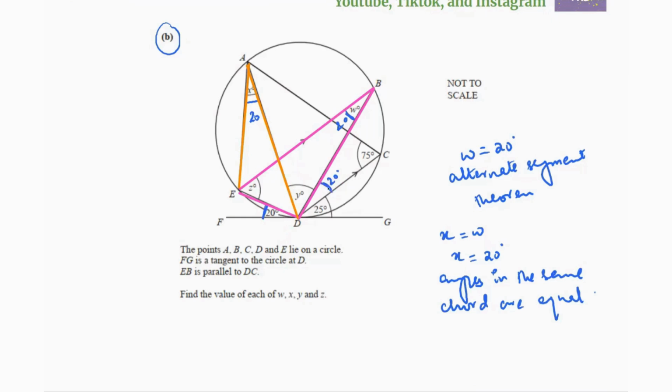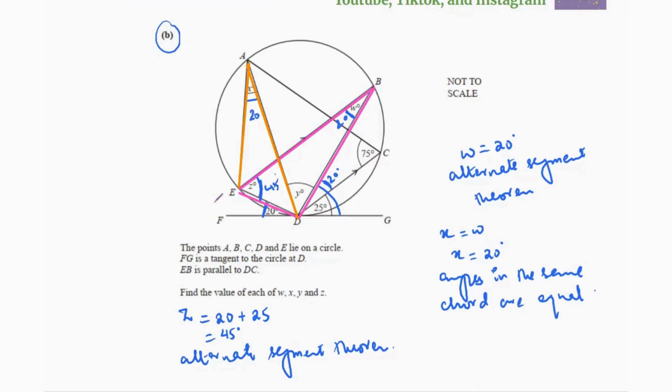And which means all of this added will be Z, because alternate segment theorem. That's 45 degrees. Alternate segment theorem. That's 45.